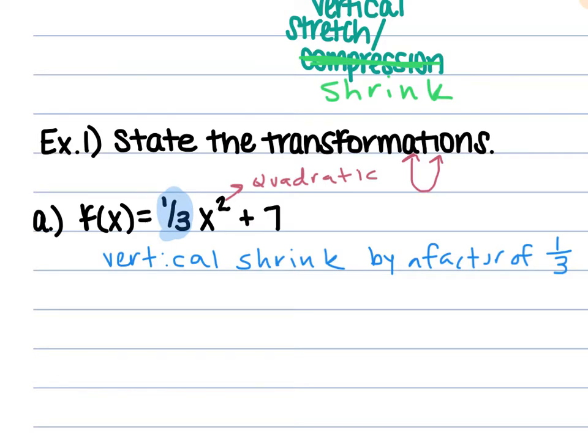Next, we're going to look at this +7. So 7's being added, and it's outside any parentheses. So this tells us that we're going to go up 7. So we shift up 7.